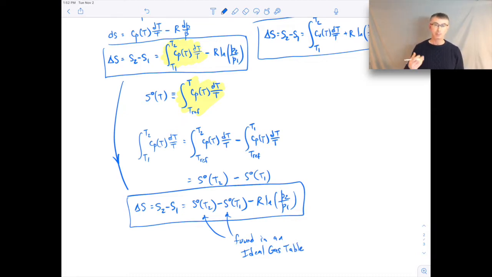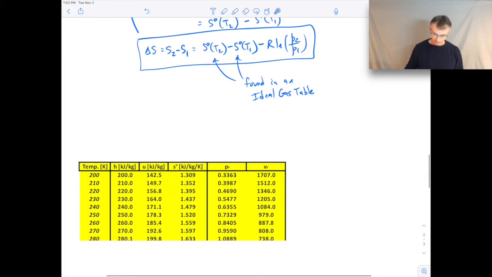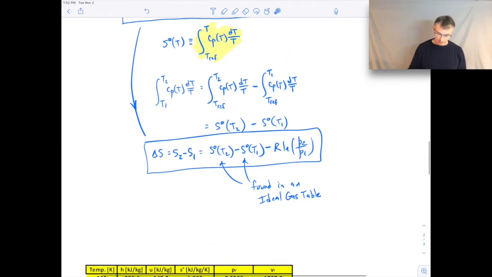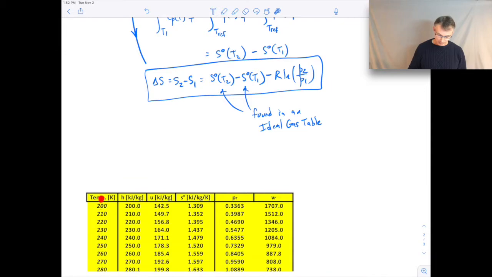So we just pre-calculate those integrals and throw them into a table. Here's an example of one of those tables. Here's the ideal gas table for air. You notice that these are just functions of temperature, right? Remember that the specific enthalpy and specific internal energy were just functions of temperature for an ideal gas, right?